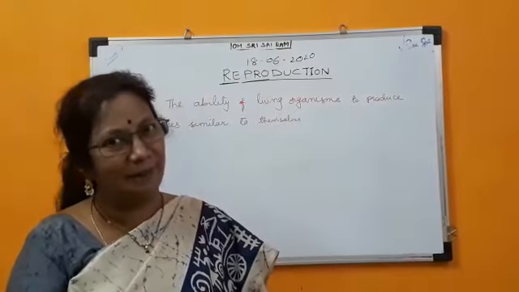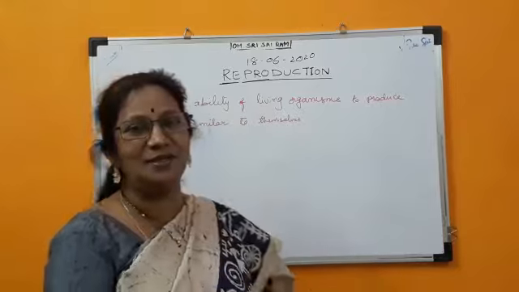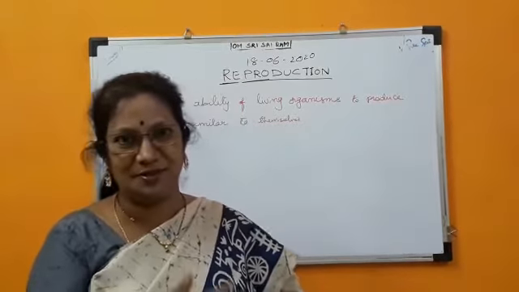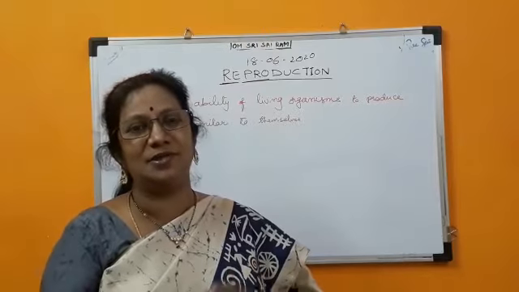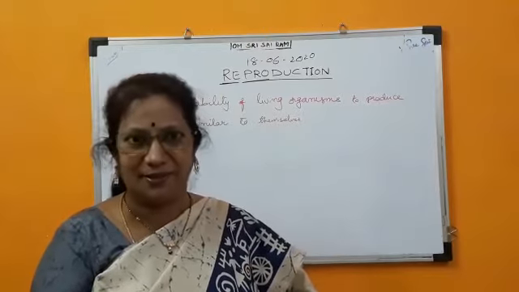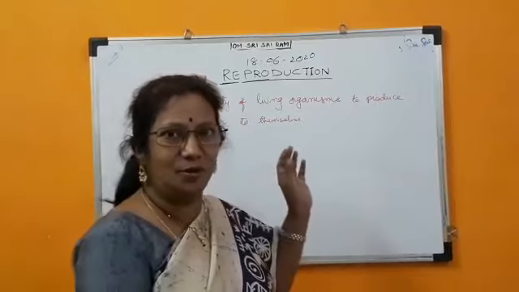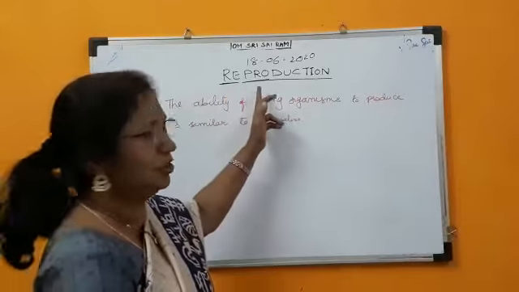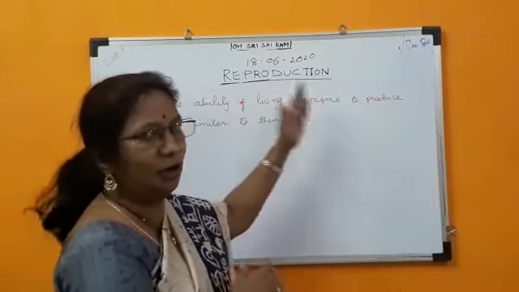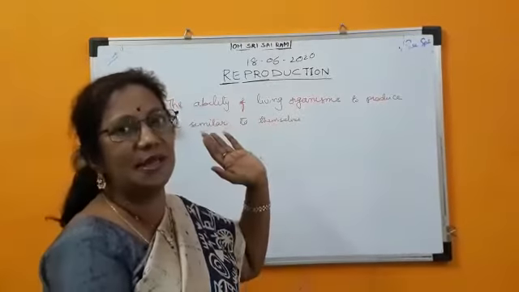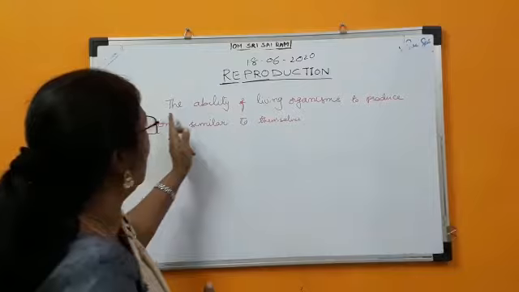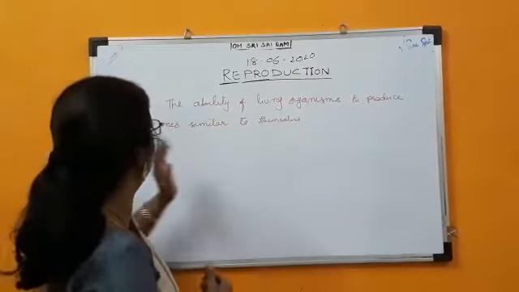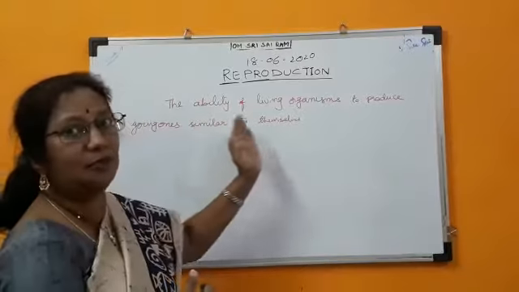Okay, now come back. Today the topic is reproduction. How do organisms reproduce is 10th class, and the process of reproduction is 8th class. So I want to take a small common topic for both the classes: reproduction. Again producing the same organism. It means the ability of living organisms to produce young ones similar to themselves.